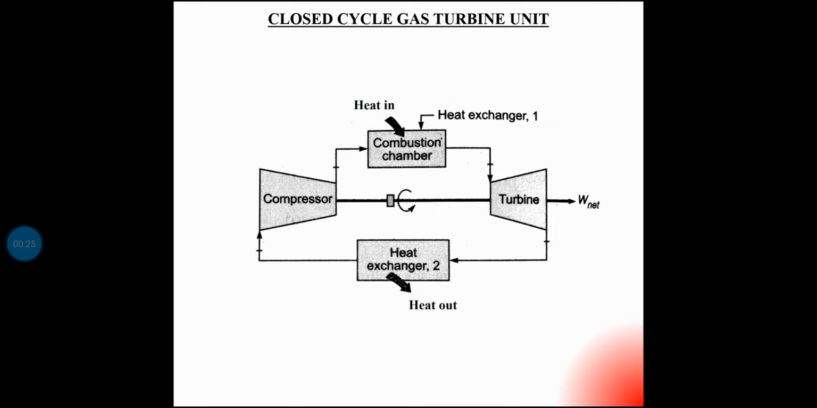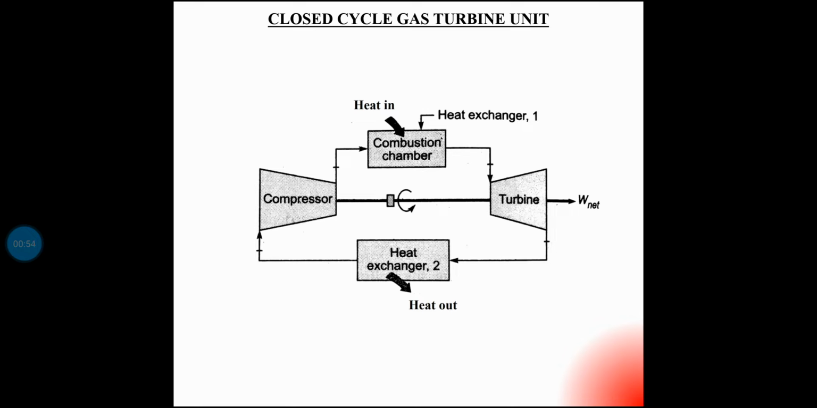In the compressor, the working fluid is compressed to high temperature and pressure, and in the heat exchanger, heat is added at a constant pressure to the working fluid. That is in heat exchanger 1. Then the high temperature hot gas enters the turbine and the gas expands in the turbine, producing mechanical work output.